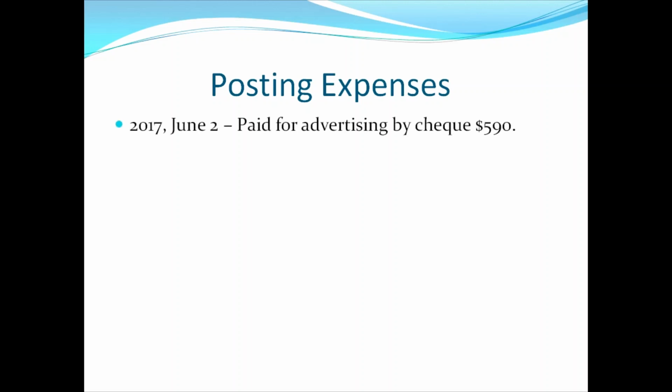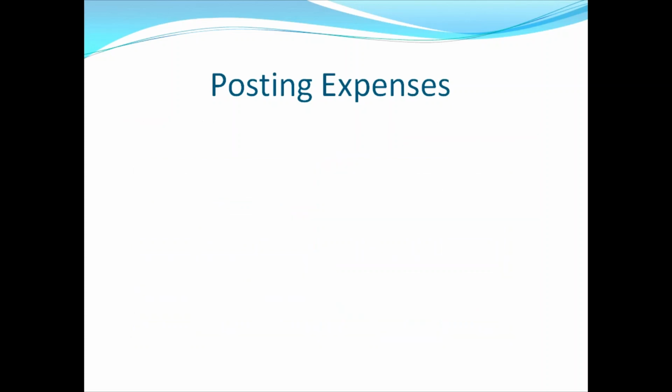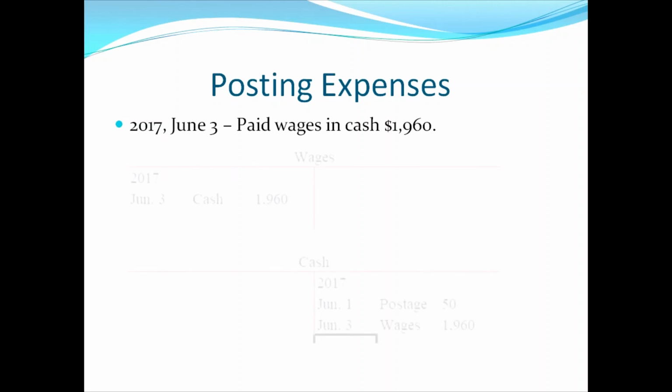The second example, June 2nd, paid for advertising by check, 590. Our money at the bank is decreasing, credit, and we are paying for advertising, so we debit that particular expense. June 3rd, paid wages in cash, 1,960. The expense account is wages, so we debit wages and we credit cash.